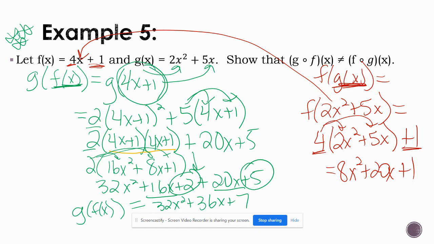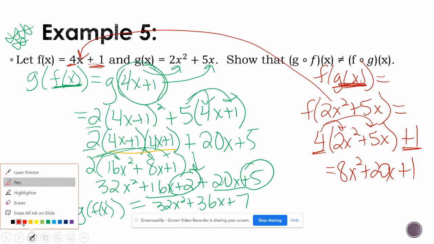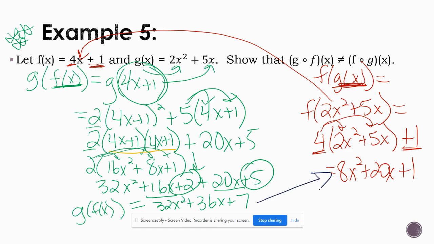I have no other like terms there to combine, and so if I take a look at these two equations, they are nowhere near alike. So we have now proven that they are not the same, and it does matter the order that these are written.